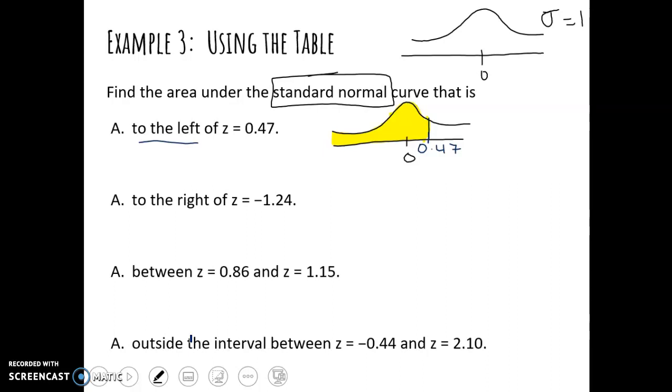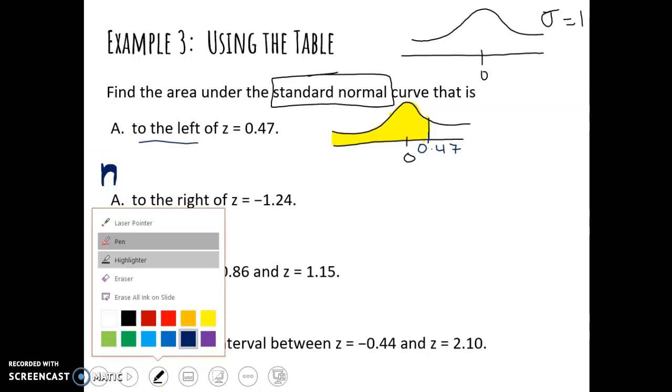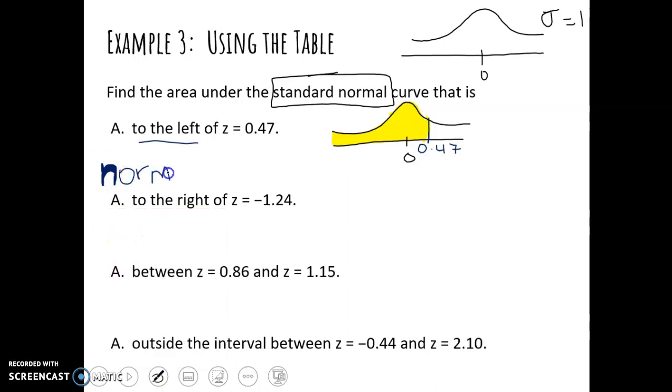So if you will remember, to find area, we use normal CDF. And you need 4 numbers. You need a left boundary, a right boundary or an upper boundary, the mean, and the population standard deviation. So we need the lower boundary and the upper boundary, or the left boundary and the right boundary.